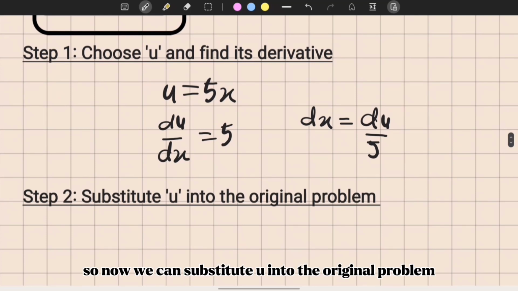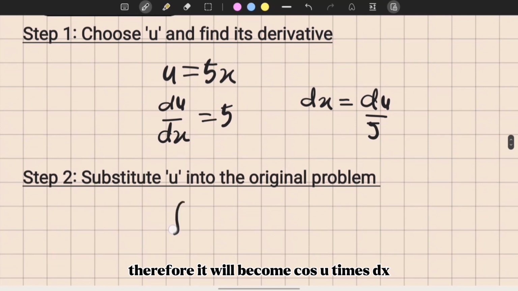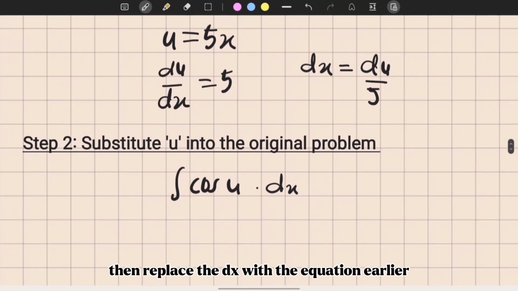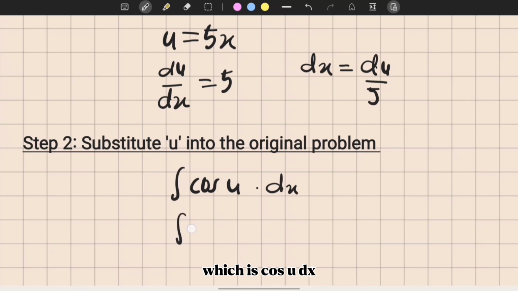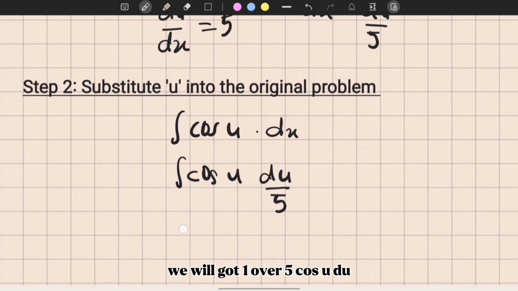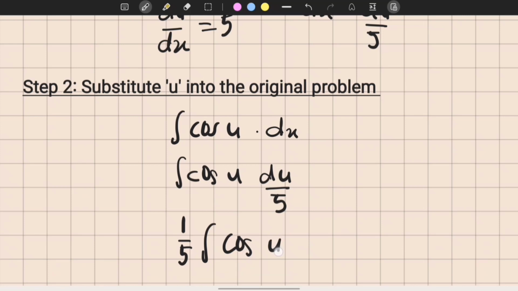So now we can substitute u into the original problem. Therefore, it will become cos u times dx. Then replace the dx with the equation earlier, which is dx is equal to du over 5. Simplify it using the integral properties, we will get 1 over 5 integral of cos u du.